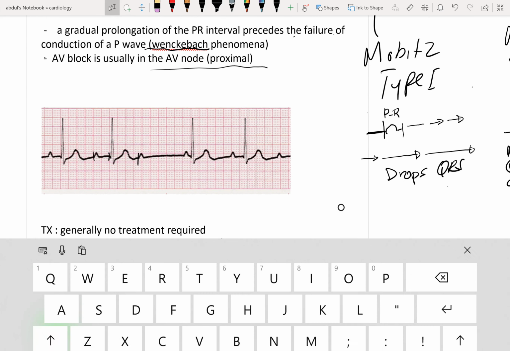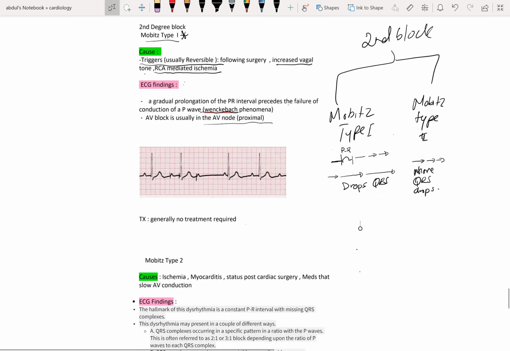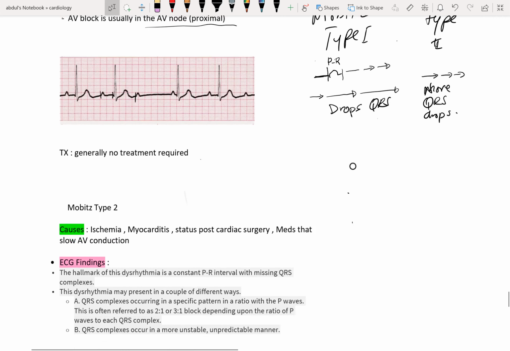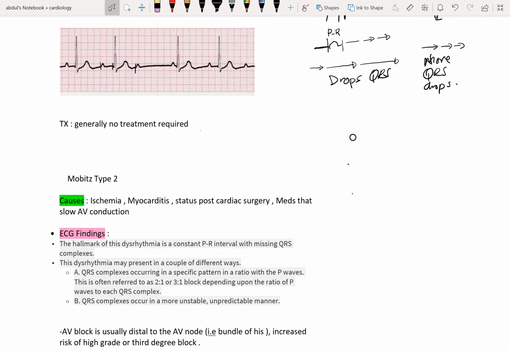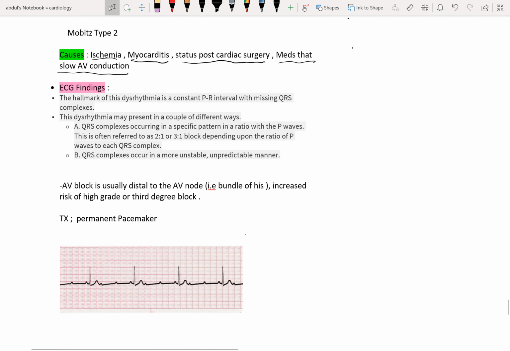And so what we have a problem with is type 2 Mobitz. Type 2 Mobitz is usually caused by ischemia, myocarditis, status post cardiac surgery, and meds that slow AV conduction, so calcium channel blockers, beta blockers, digoxin, and all these can slow the AV conduction. So therefore, ladies and gentlemen, it is not important what causes it. It's about the ECG findings that you have to look at. So let's go back to the ECG findings.